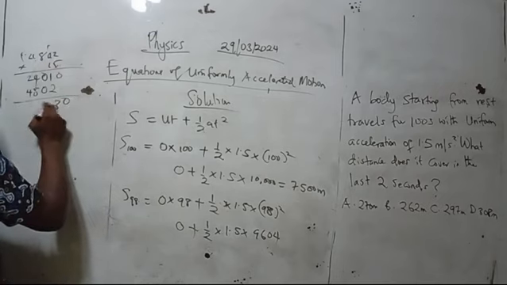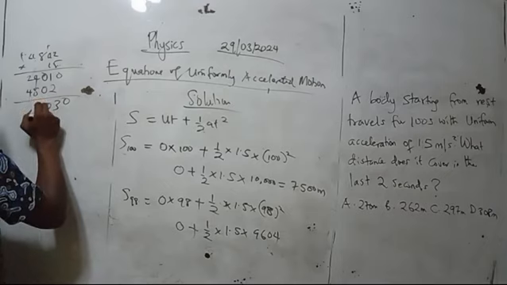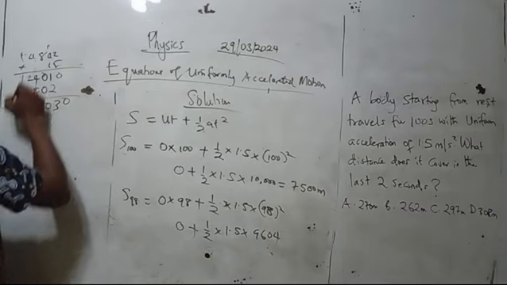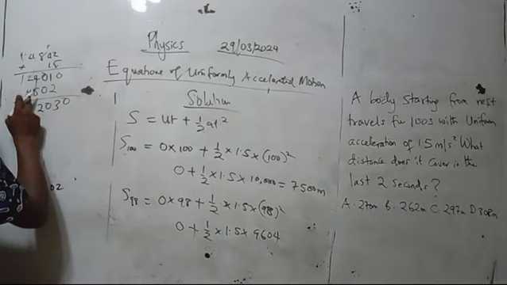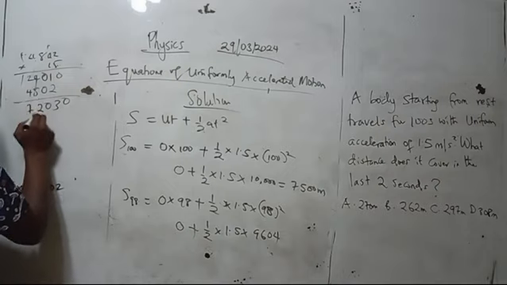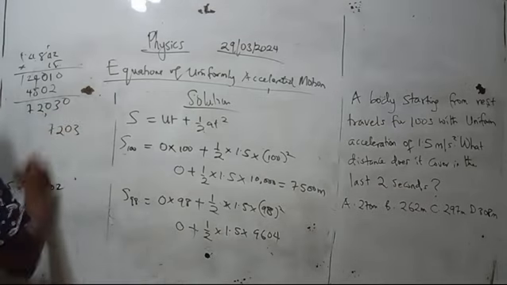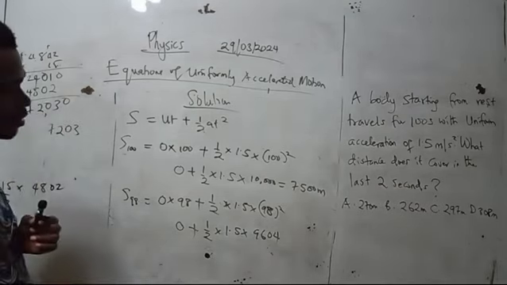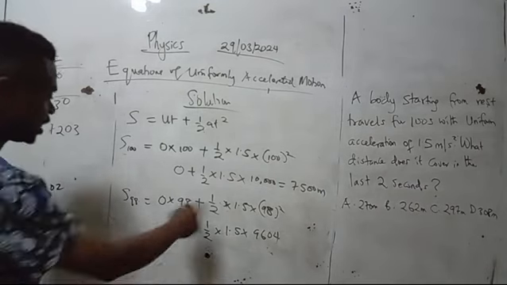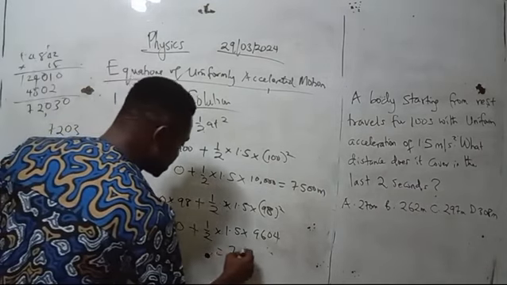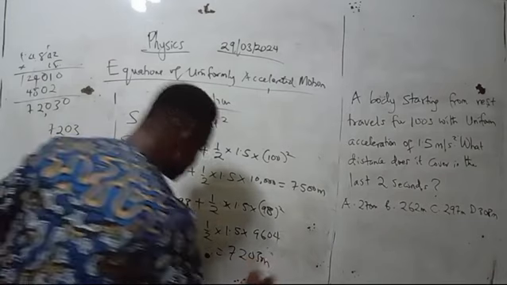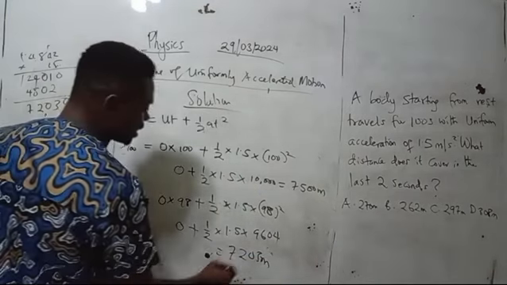So this is roughly 72,030, that is 7,203. So this distance is 7,203 meters.